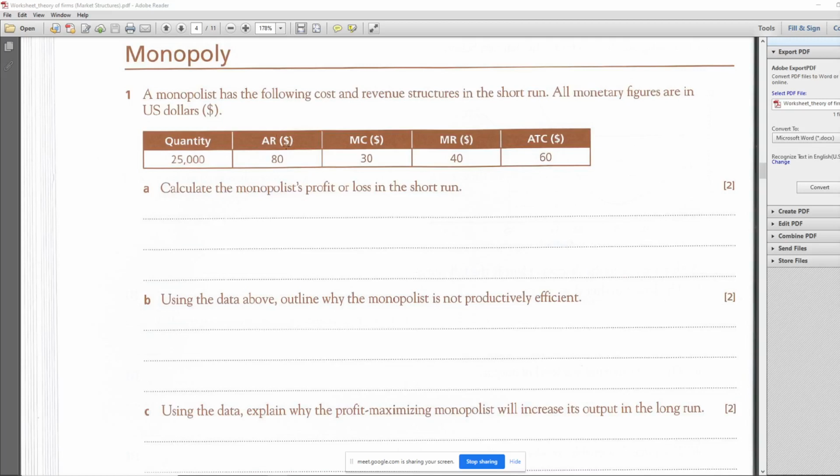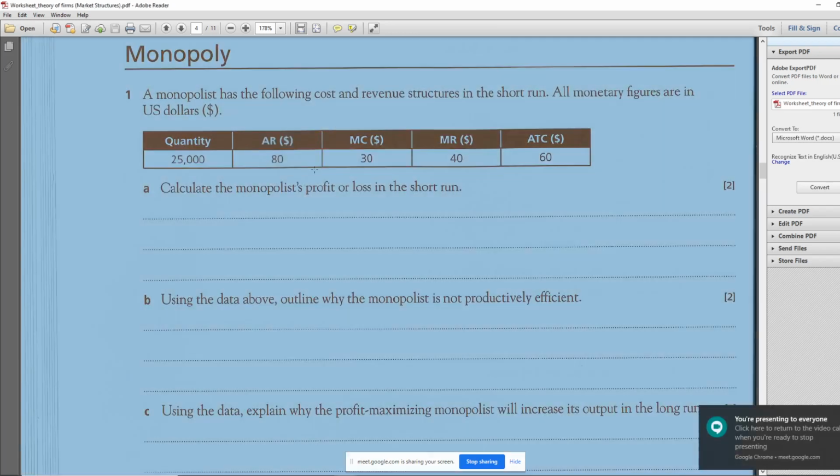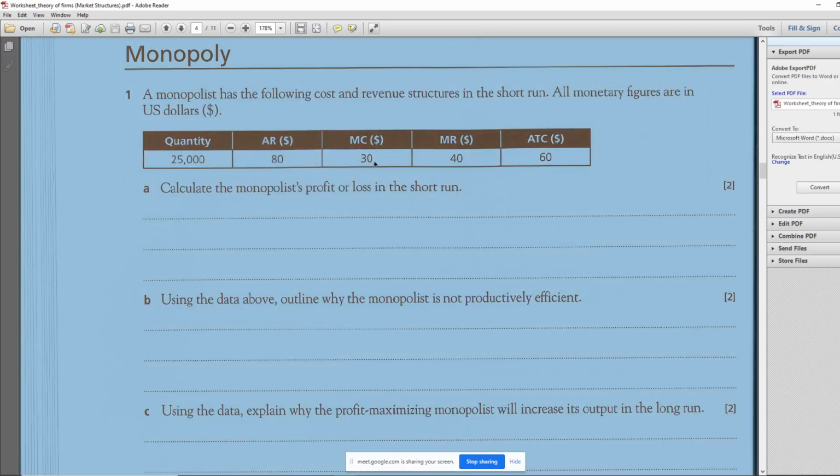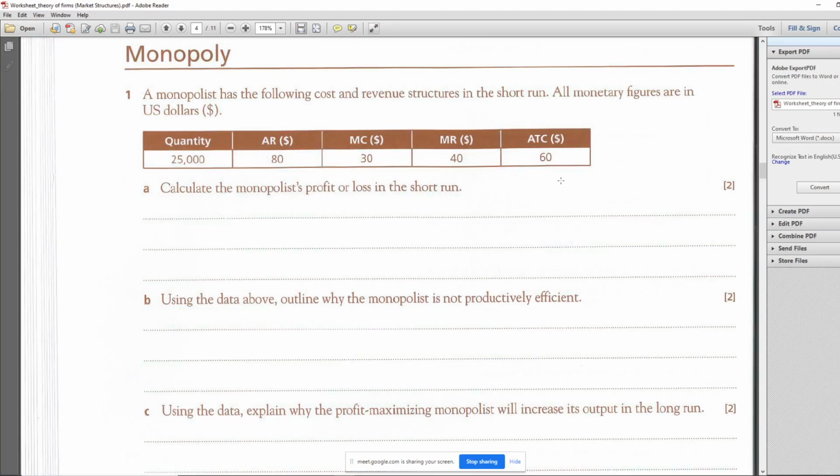So basically, it's a very simple question. When you're trying to find profit or loss, you look at revenue and also the cost. Here, you are given average revenue and average cost. If you use the revenue minus the cost, you will get the average profit. And if you multiply the average profit by the quantity, you will get the total profit. So that's correct.